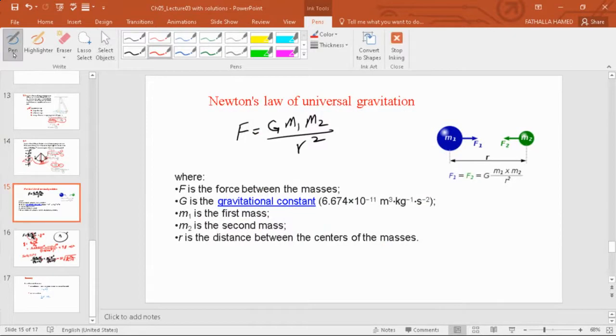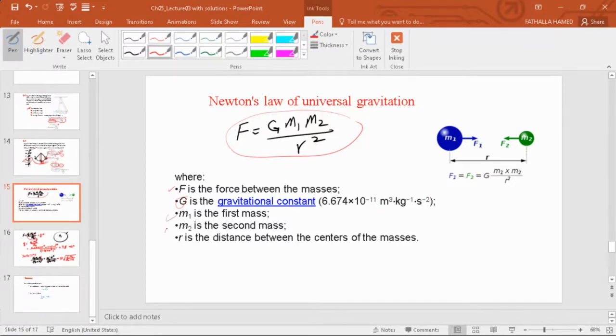I want to bring to your attention something about Newton's law of universal gravitation, where you have two masses, m1 and m2. There is a force of gravity between the two, and the magnitude here is equal to G m1 m2 over r squared, where F is the force between the two masses, G is what we call the gravitational constant. It's equal to 6.674 times 10 to the minus 11 meter cubed kg to the power minus 1. That means per kilogram second squared.